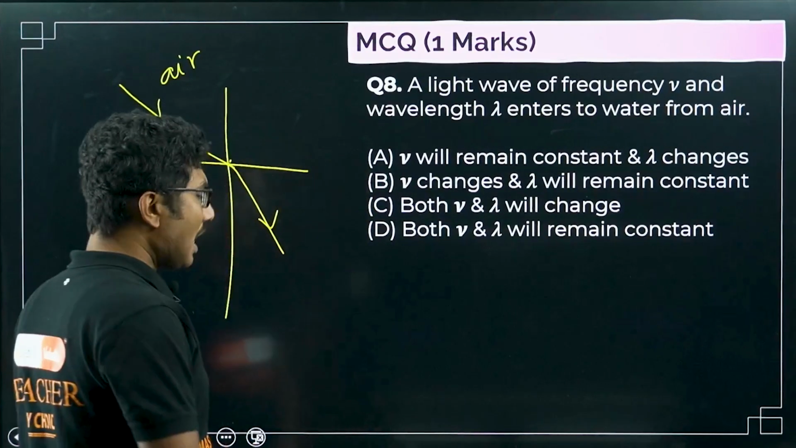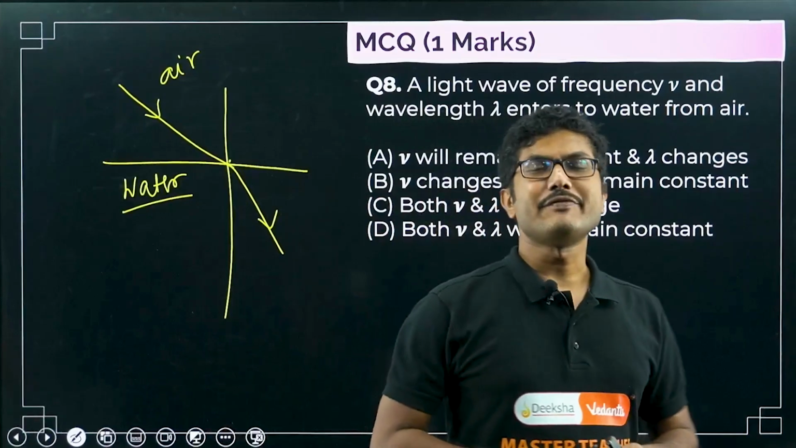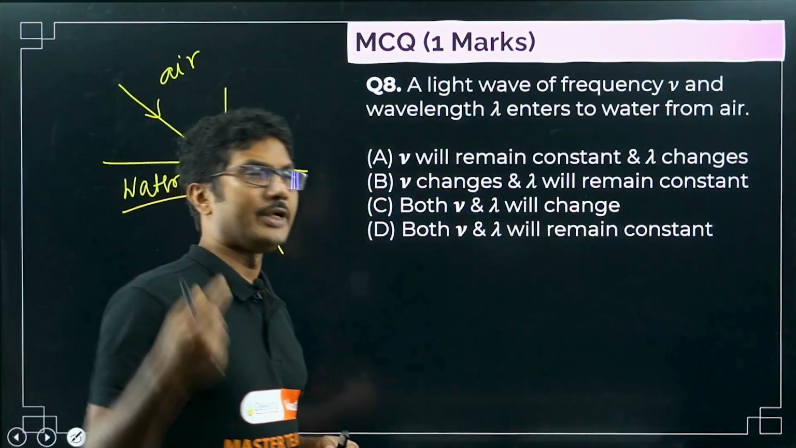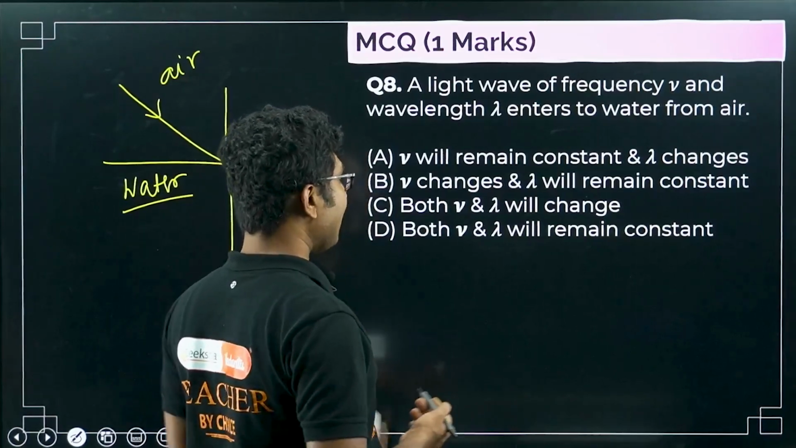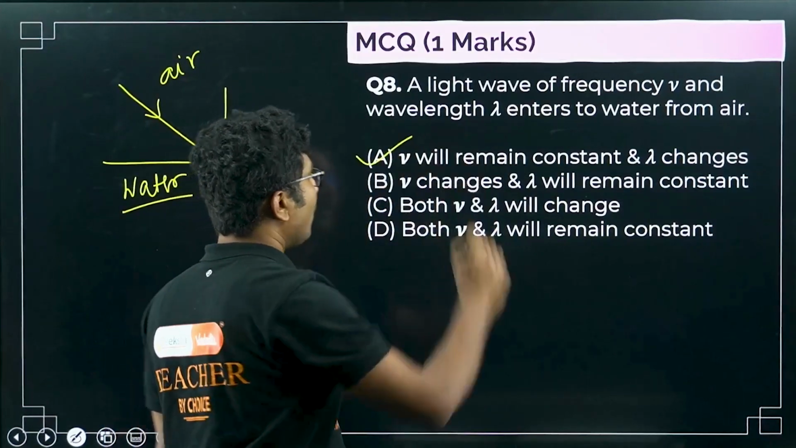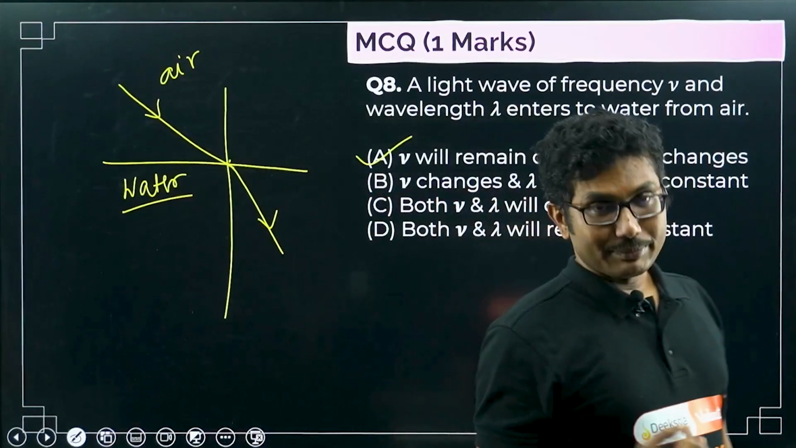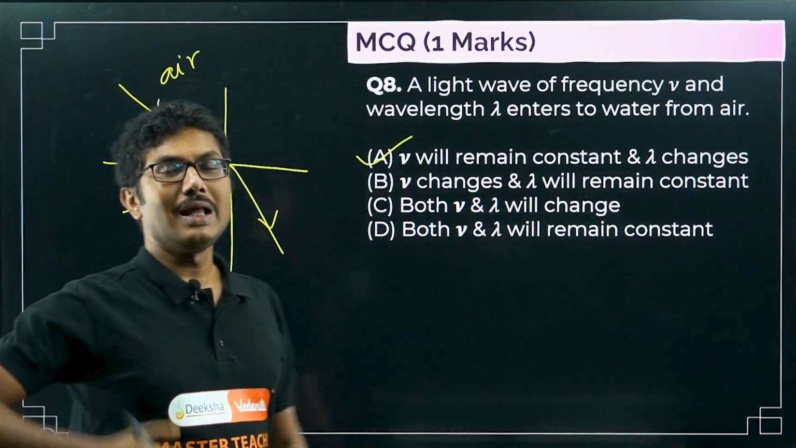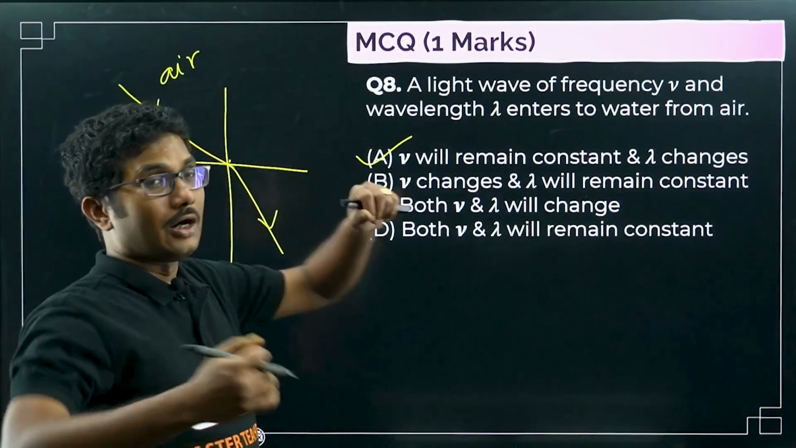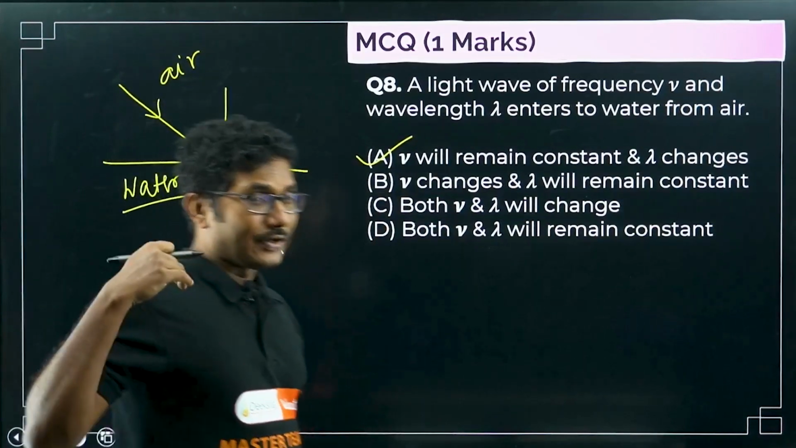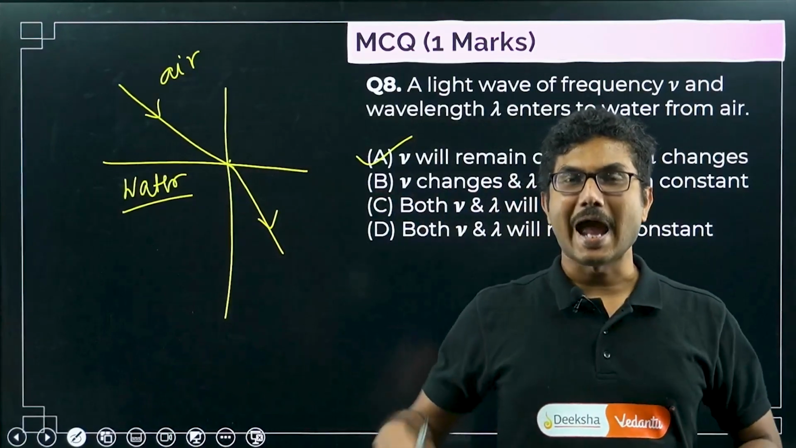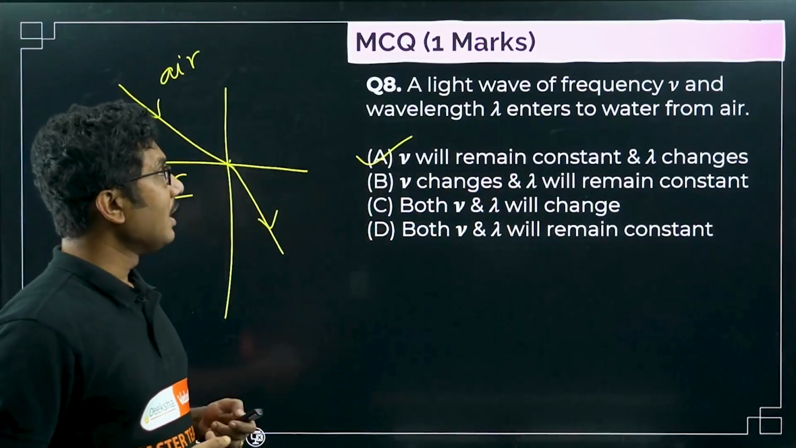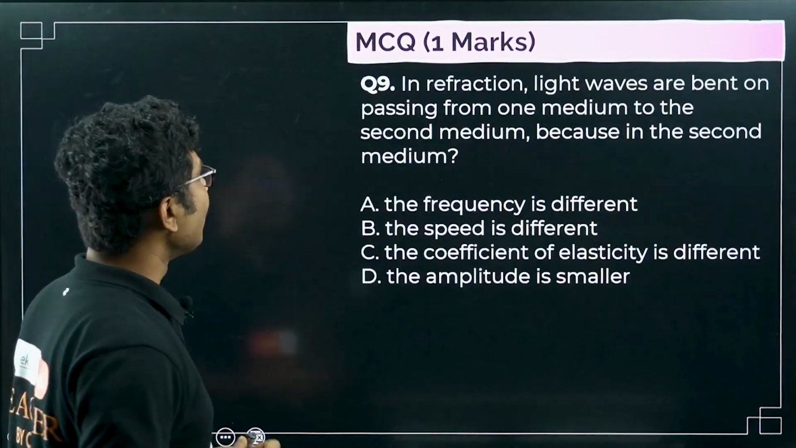Now, as we know, the frequency of any wave is a fundamental property, whereas lambda changes from medium to medium. So obviously nu will remain constant and lambda changes. In fact, since they have given air to water, lambda will decrease in this case, right? Also you can remember that frequency will always remain constant, and velocity and lambda will change. Okay, so this is a very interesting question.